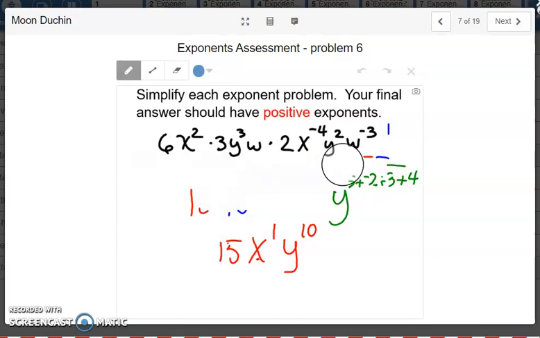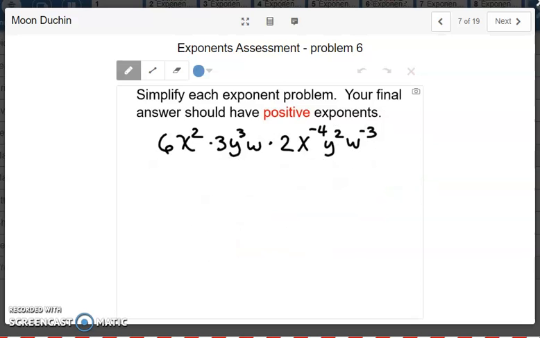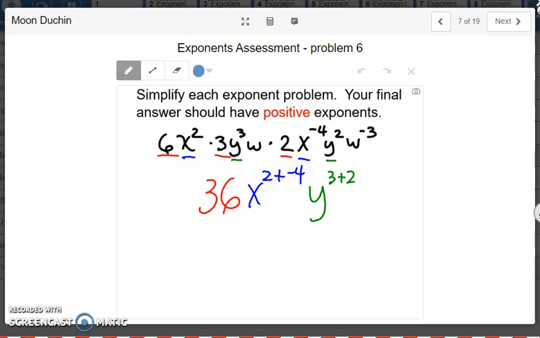And the next problem, another example of the product rule. So our numbers are all different bases. We're just going to multiply those together. So 6 times 3 is 18, times 2 is 36. Then for the x's, we have 2 of those, so we're going to add the exponents, 2 plus -4. For the y, we have 2 of those. Again, we're going to add the exponents, 3 plus 2. And then for the w, we have two of those. The first one does not have an exponent, which means it's an exponent of 1. So it's 1 plus -3.